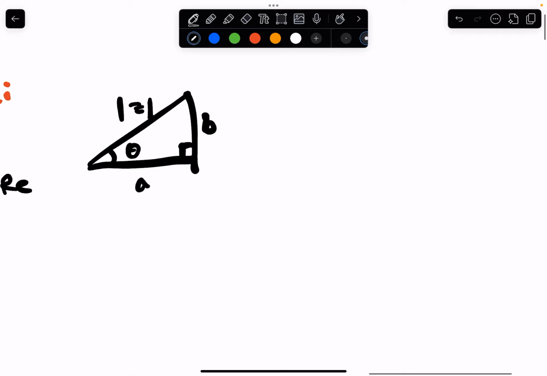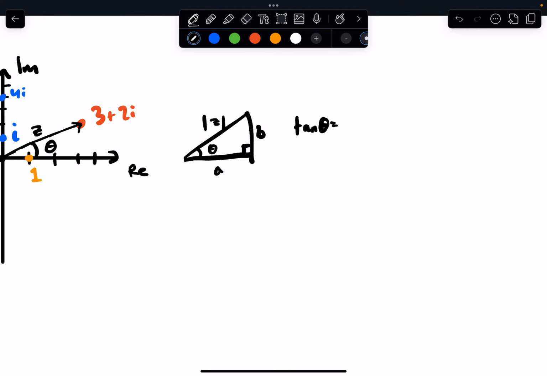Now, based on some basic trigonometry, we know that tan of theta is going to be equal to the opposite over the adjacent, which is equal to b over a. And therefore, theta is equal to the arctangent of b over a.